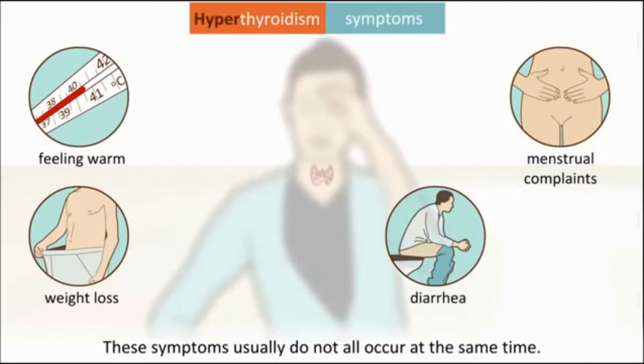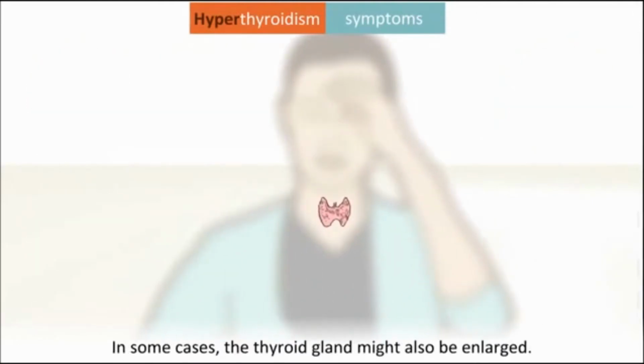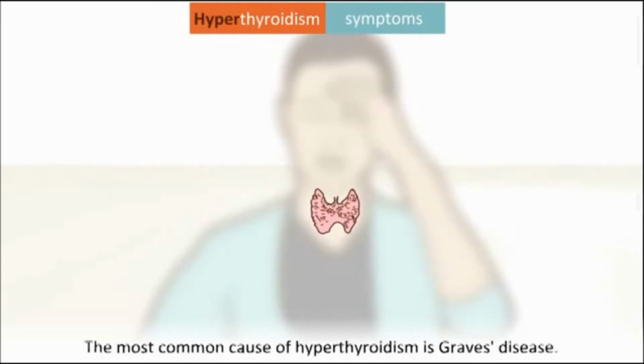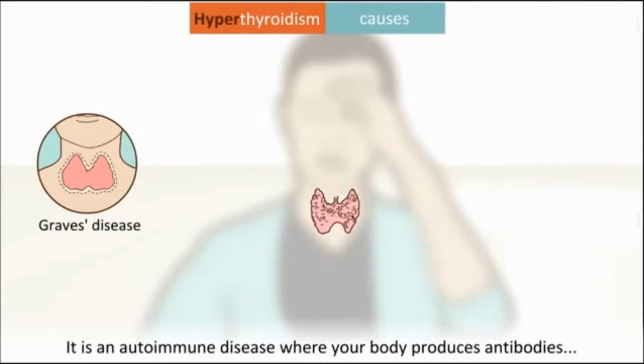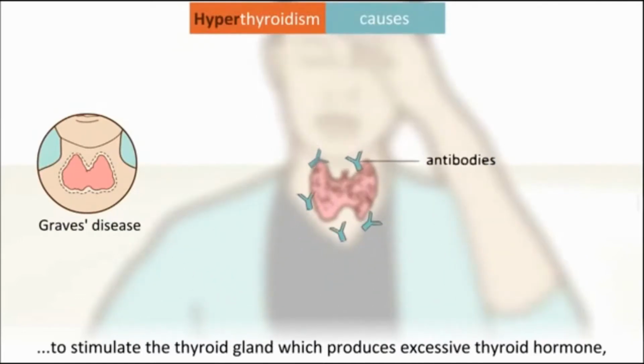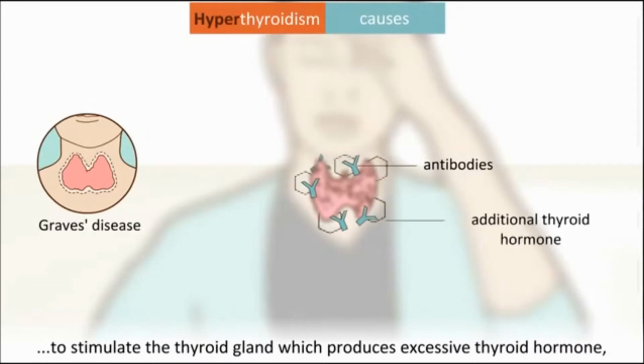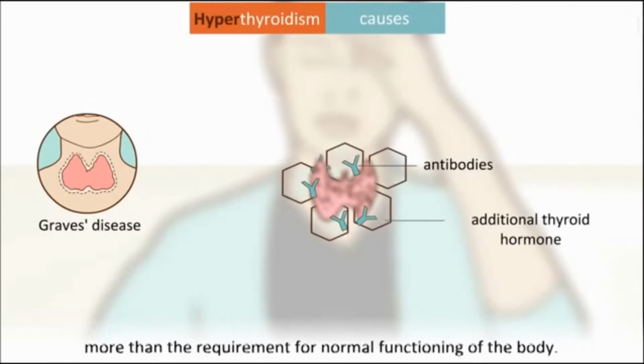In some cases, the thyroid gland might also be enlarged. The most common cause of hyperthyroidism is Graves' disease. It is an autoimmune disease where your body produces antibodies to stimulate the thyroid gland, which produces excessive thyroid hormone, more than the requirement for normal functioning of the body.